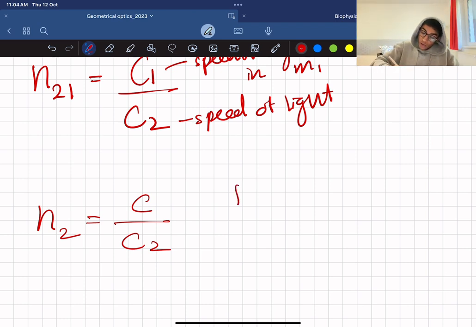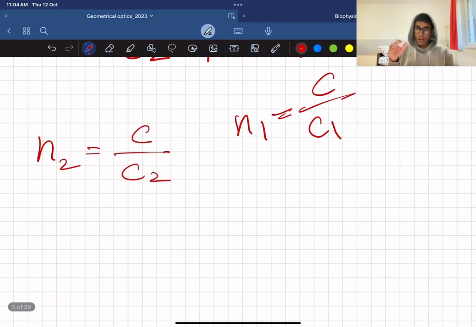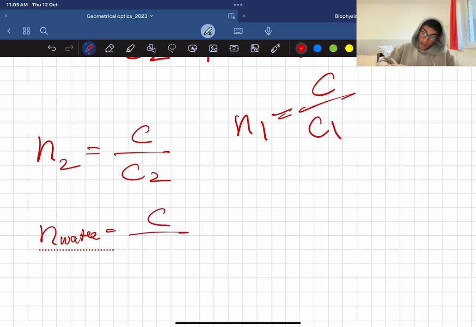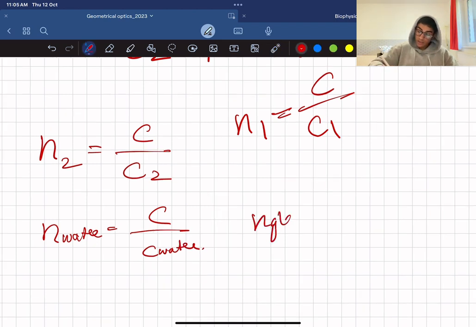And then, what do you guys expect N1 to be? Just N1. I hope you guys said C by C1. Now instead of using 2 and 1, which could kind of be confusing, let's say N of just water. What would it be? I'm guessing you guys said C by C of water. And then now we say N of glass, for example, would be C by C in glass.